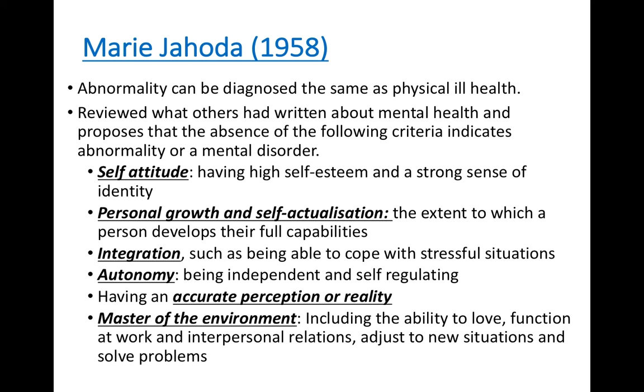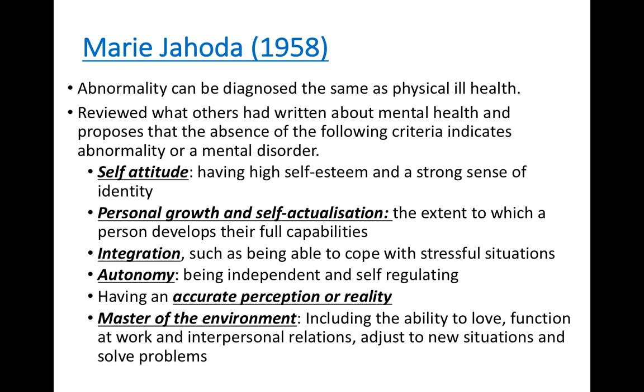Having an accurate perception of reality. And the final one, mastery of the environment, so including the ability to love, function at work and in interpersonal relationships, adjust to new situations and to solve problems. So this deviation from ideal mental health definition proposes that the absence of any of those criteria indicates abnormality and potential mental disorder. Okay, so just note here that there is some overlap between the criteria here and those of failing to function adequately. So for example, in both definitions, not being able to cope with stressful situations is a sign of abnormality.